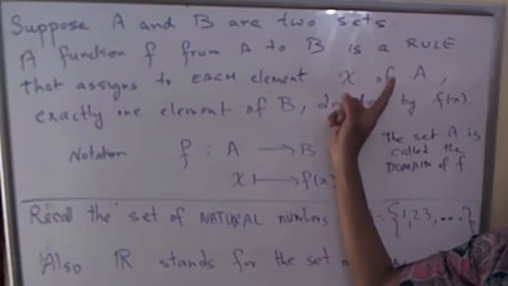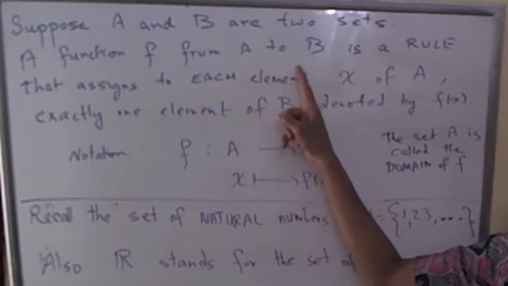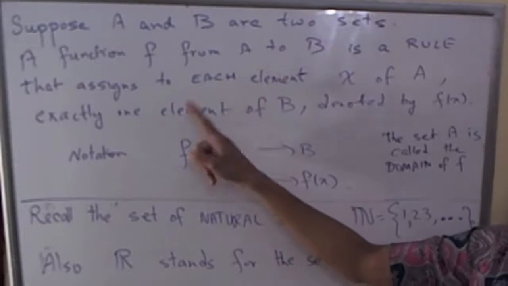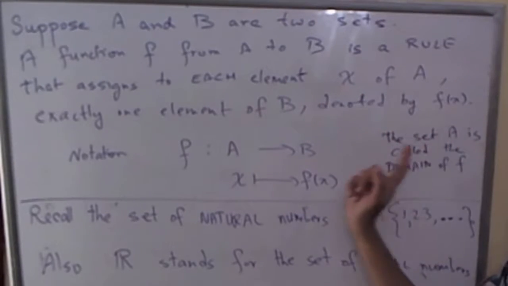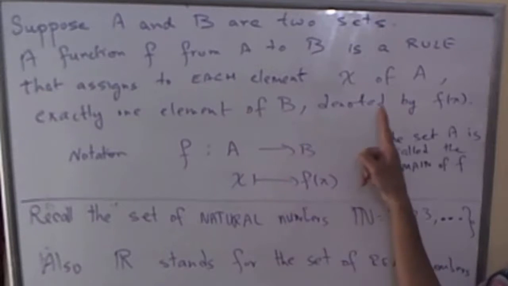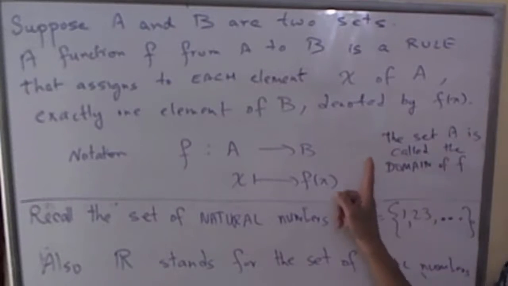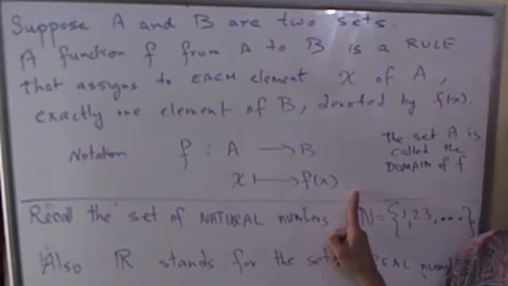Suppose A and B are two sets. A function f from A to B is a rule that assigns to each element x of A exactly one element of B, denoted by f of x. And this is the notation that you're familiar with.